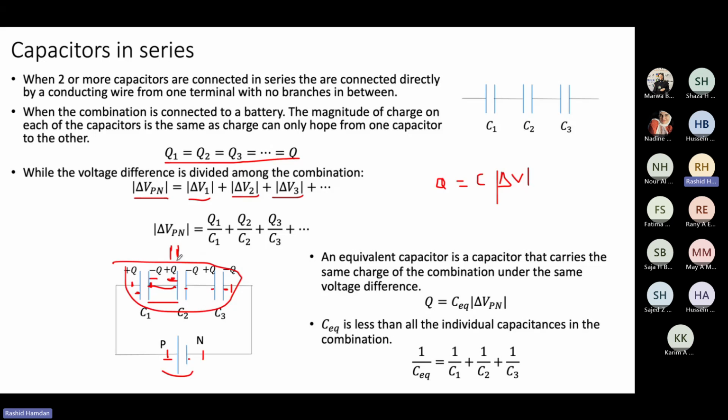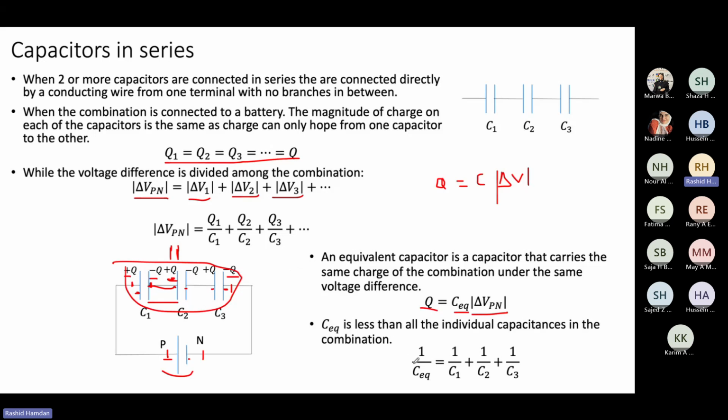Now, this capacitor should have the same charge, because here the minus and the plus cancel out. So it only has plus Q and minus Q at the end. So it would have a charge Q. And it should have the same voltage as the battery. So Q is equal to C equivalent delta VPN. So now I can replace that back in this equation.